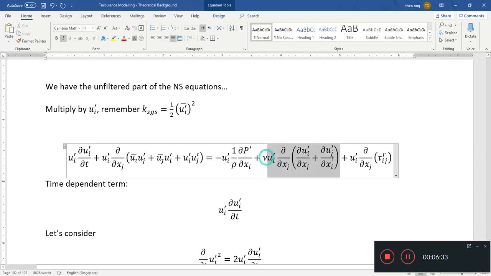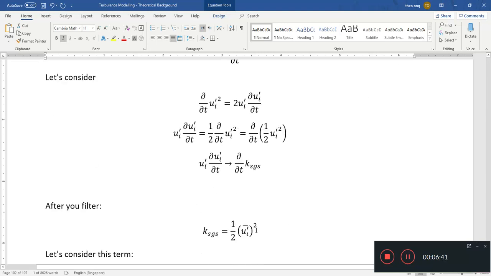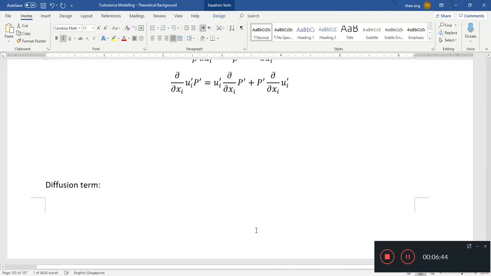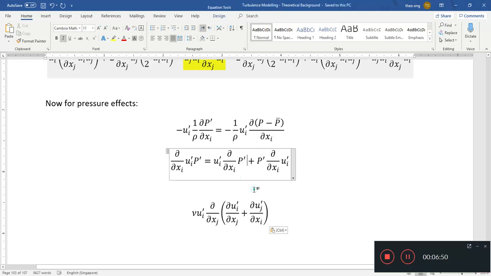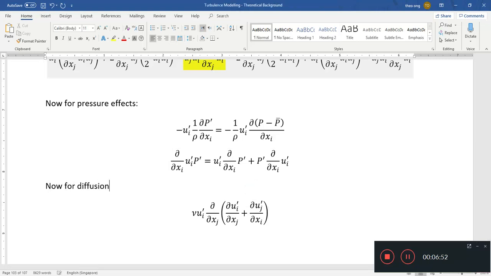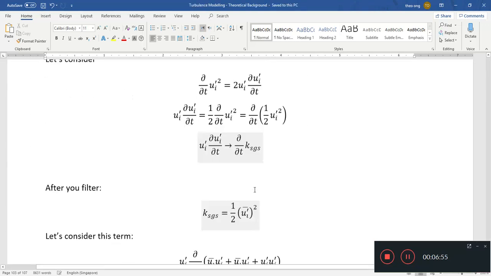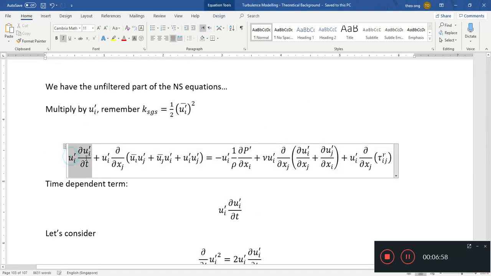For this term, the diffusion term, it will get separated out into a few terms. Now for diffusion terms, I went through the first three terms rather quickly. It is this term here, which you can find the subgrid scale kinetic energy. Of course, you need some manipulation to do it properly. I just briefly go through so as to show you where this subgrid scale kinetic energy comes from.